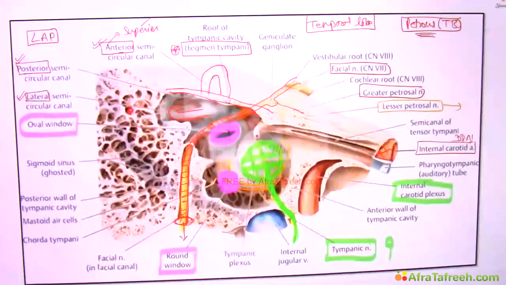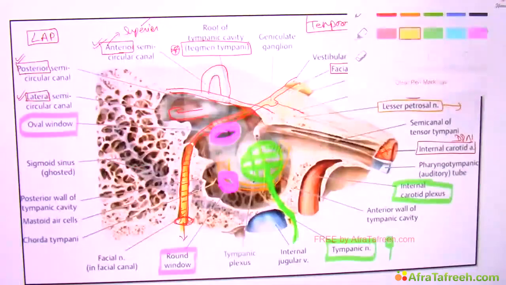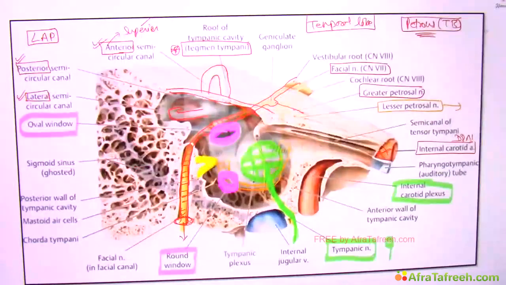And what else on the posterior side? This is the facial nerve running in the facial canal on the posterior wall of the middle ear cavity. And what else? There is one elevation which we see here, and it is called the pyramid.